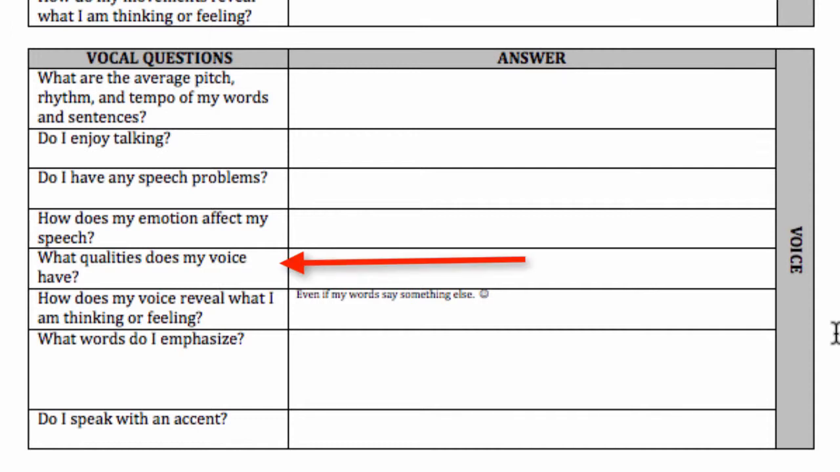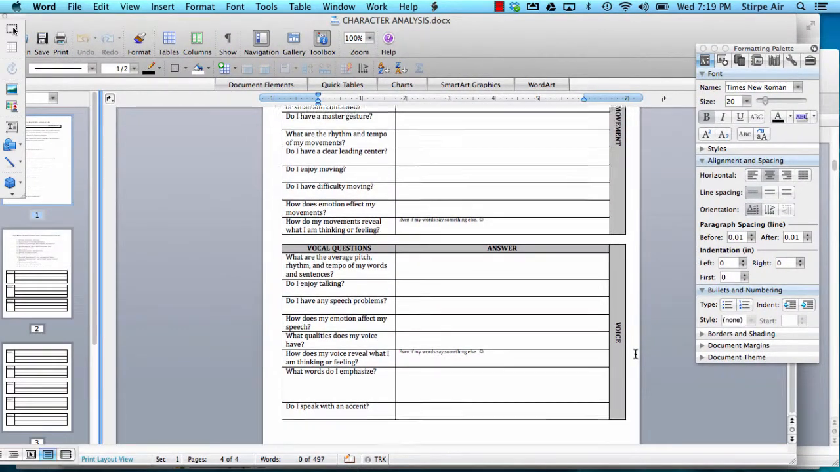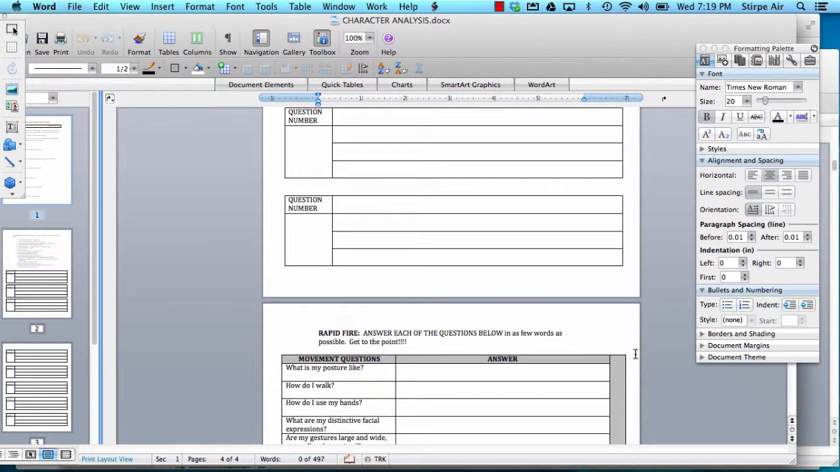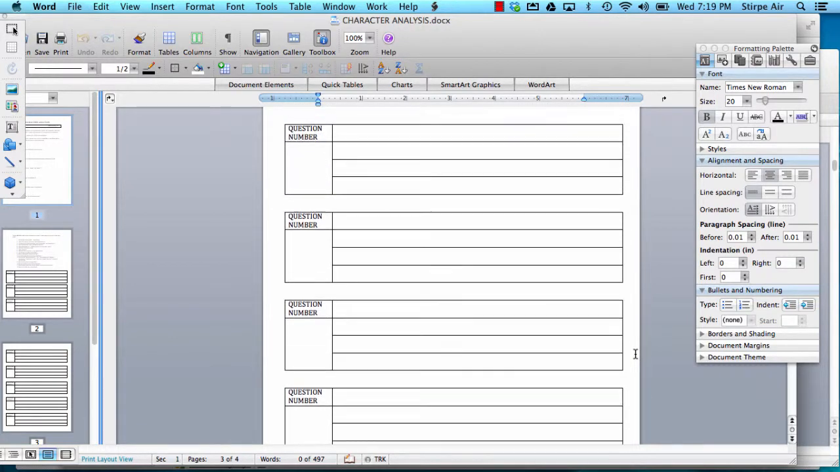What qualities does your voice have? How does your voice reveal what you are thinking and feeling? And this is a big one. We've got to go into the script and some of our scenes for this. What words do you emphasize? You might want to pick 10 to 15 words that you know you will emphasize all throughout the performance. Do you speak with an accent? Accents say a lot about a character. The fact is, these are just some of the things that we can ask ourselves. This is just a start.